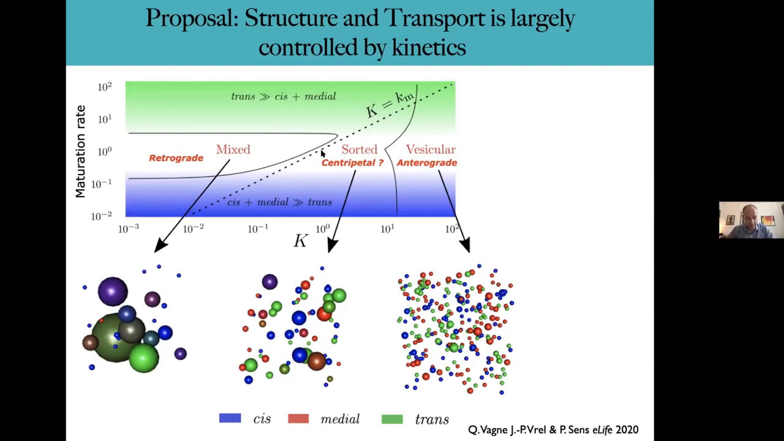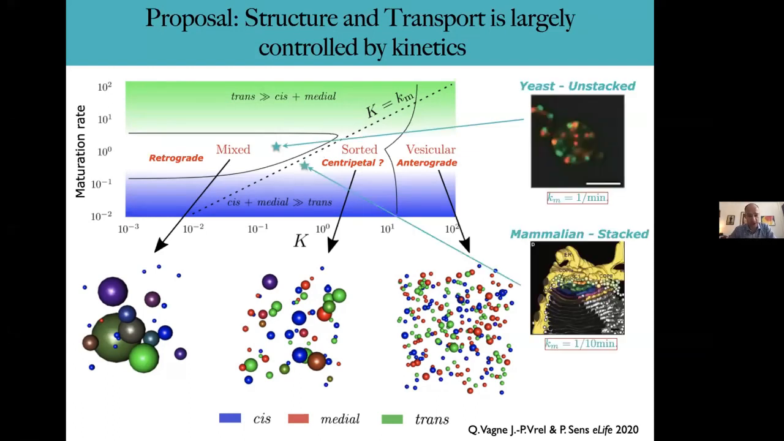And now I want to be provocative and say that if you compare the Golgi of yeast and the Golgi of, let's say, mammalian cells, one possibility is that they are simply across the sorting regime, because, as I said, in the yeast Golgi, the maturation rate is typically of the order of 1 per minute, while in the mammalian Golgi, the maturation rate cannot be measured directly because these cisternae are actually at steady state, but the transport rate is an order of magnitude slower. So what we argue is that it is possible that the yeast Golgi is in the mixed state and that the mammalian Golgi is in the sorted state.